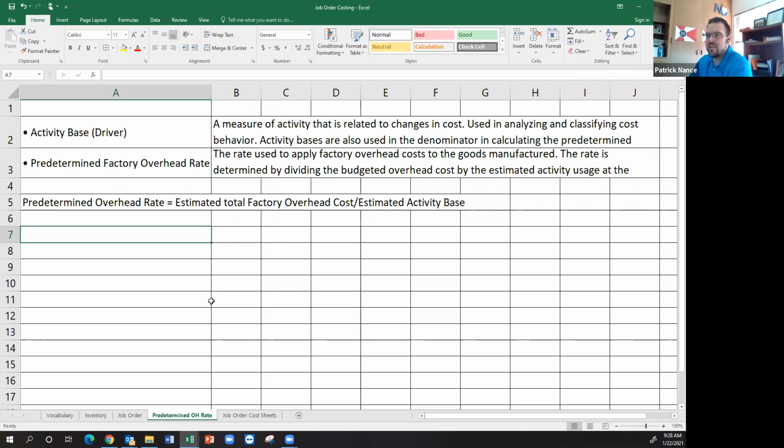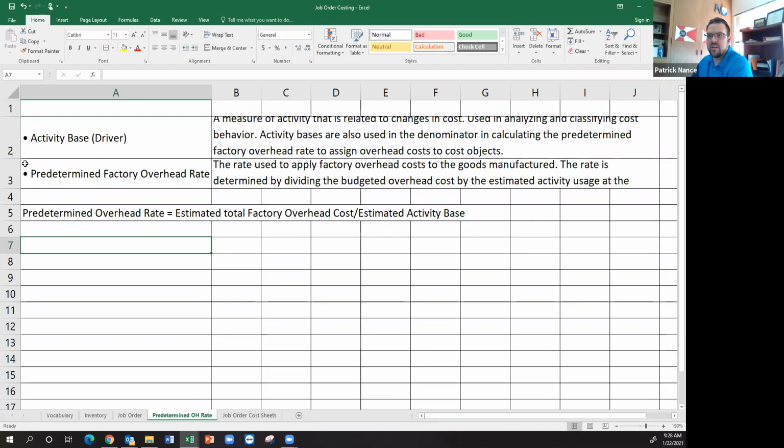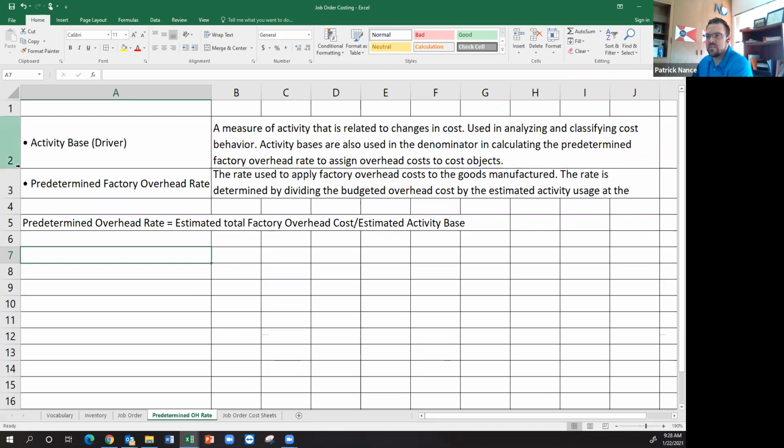So an activity base, or driver, is a measure of an activity that is related to a change in cost, used in analyzing and classifying cost behavior. Activity bases are also used as a denominator in calculating the predetermined overhead rate to assign cost to cost objects. So effectively, what we're saying is, okay, what drives these costs, what creates these costs, and what is the best way to allocate these costs based on some given activity.